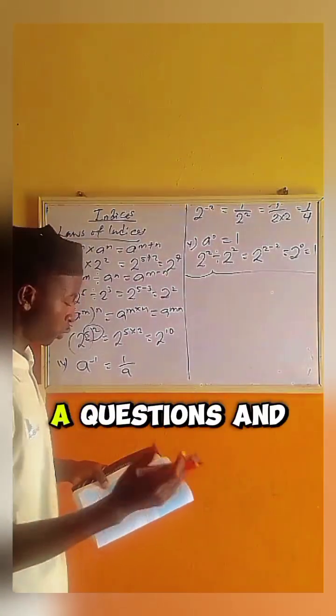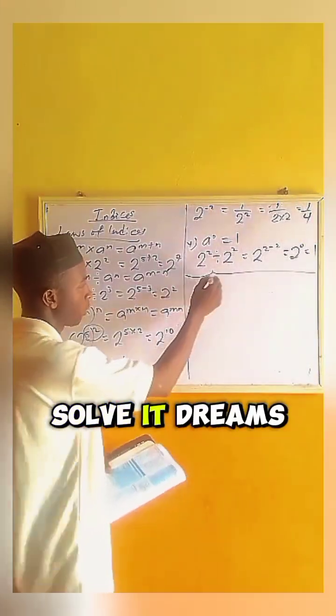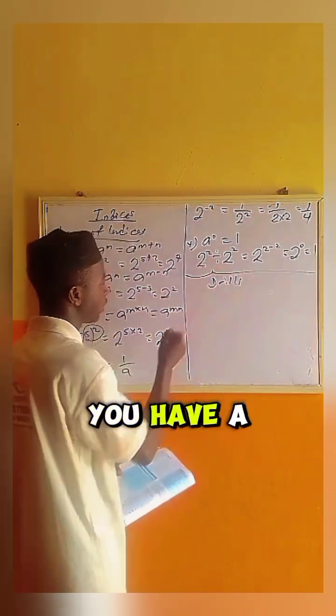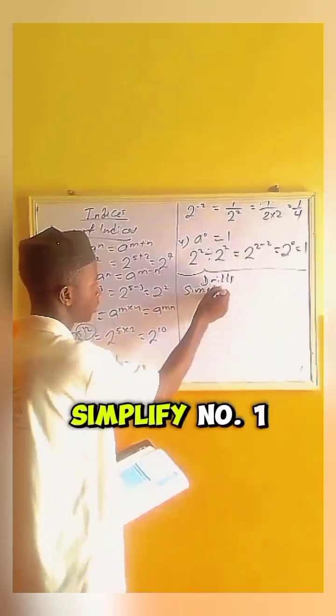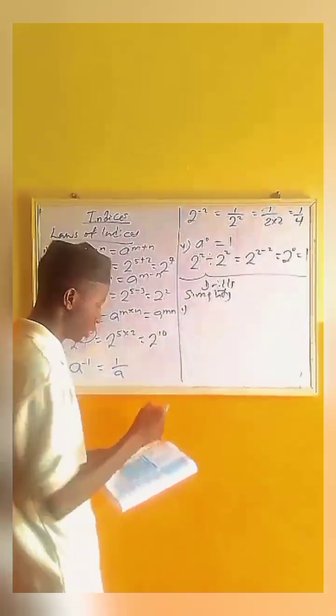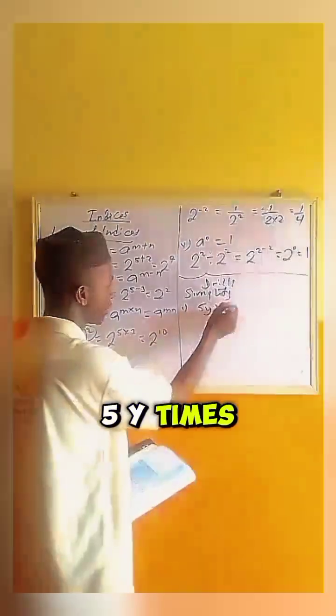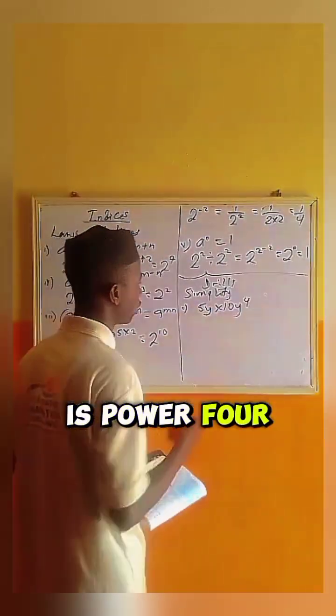So in general, we are going to stop here for now. So let's see some questions and see how we are going to solve them. Drills. Assuming you have a question like this, simplify. Number 1: 5y times 10 raised power 10, y power 4.